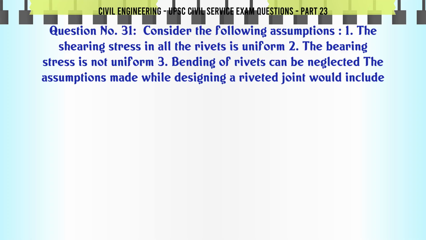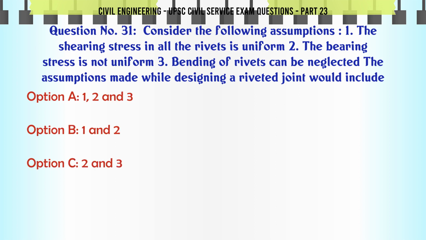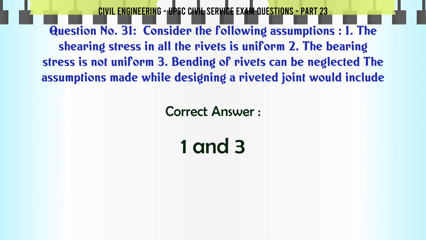Consider the following assumptions. 1. The shearing stress in all the rivets is uniform. 2. The bearing stress is not uniform. 3. Bending of rivets can be neglected. The assumptions made while designing a riveted joint would include A. 1, 2 and 3, B. 1 and 2, C. 2 and 3, D. 1 and 3. The correct answer is 1 and 3.